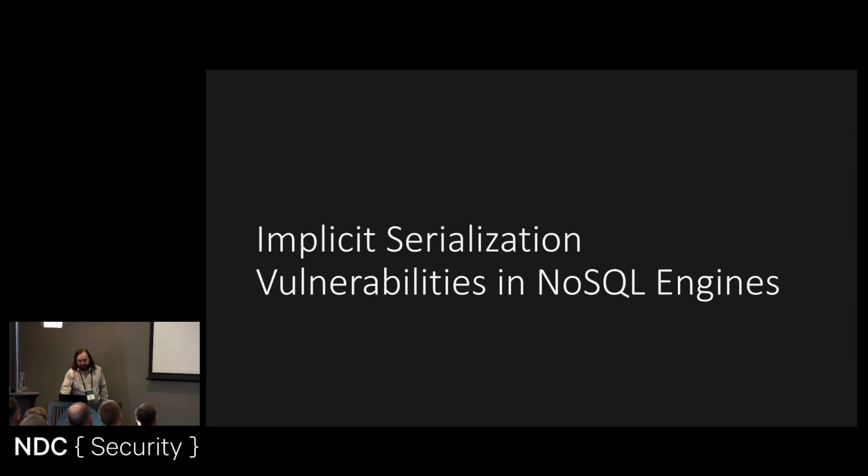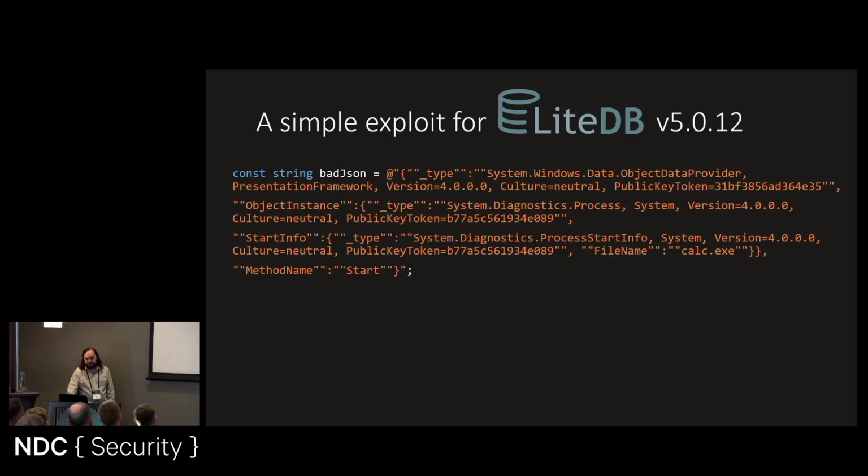Okay, so that's how serialization vulnerabilities work at a really high level. Now let's go back to LiteDB and what I'm calling implicit serialization vulnerabilities. So here's an RCE payload for LiteDB. Here we've got some JSON.